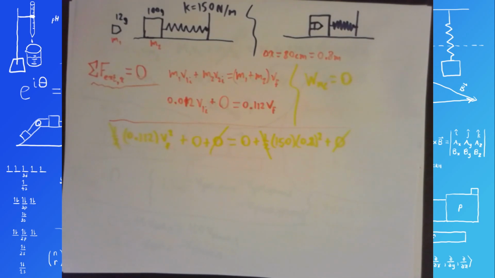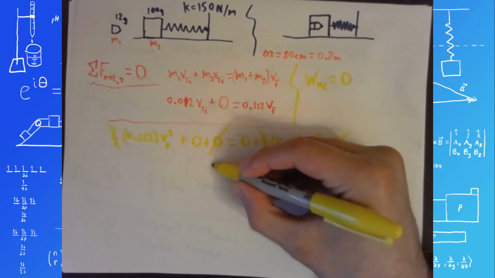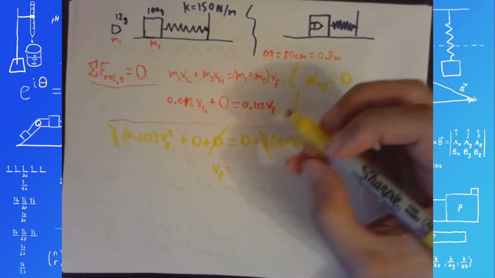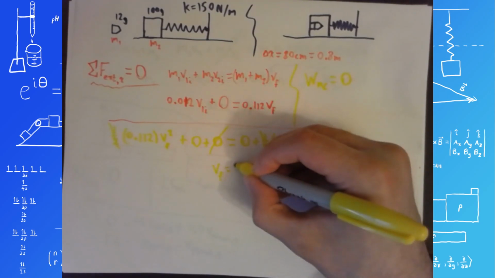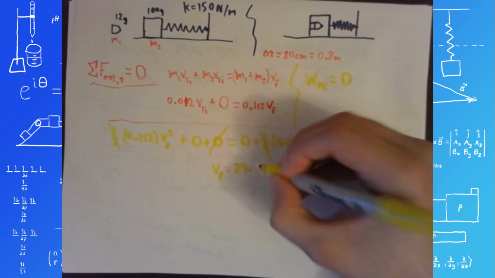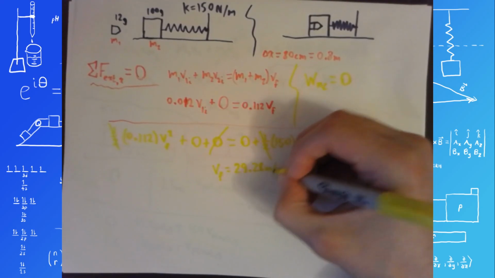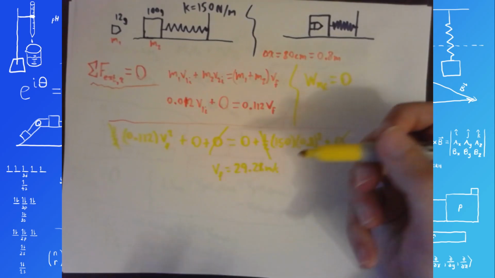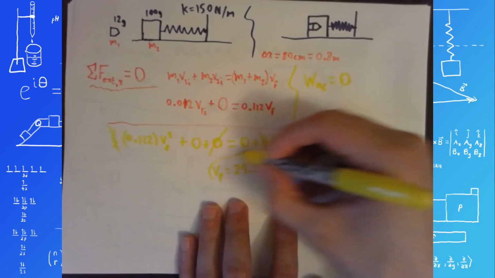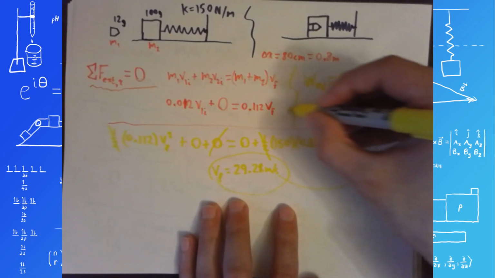So 150 times 0.8 squared is 96, divided by 0.112 is 857.1428571. If we take the square root of that, I'm getting V final, quote unquote, is 29.277. I'm going to round that to 29.28 meters per second. Now that we know this, we can go back and plug it into there.